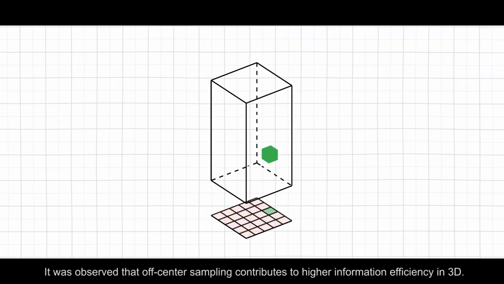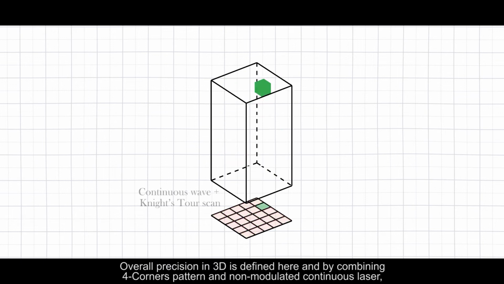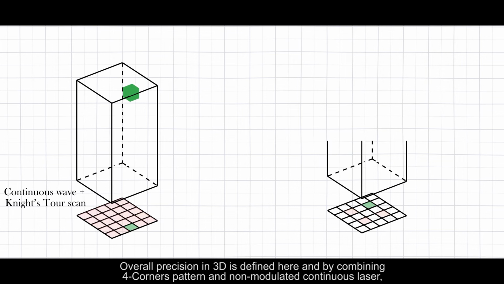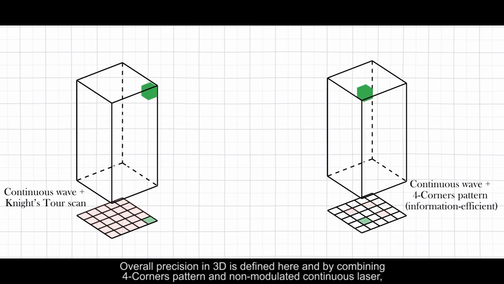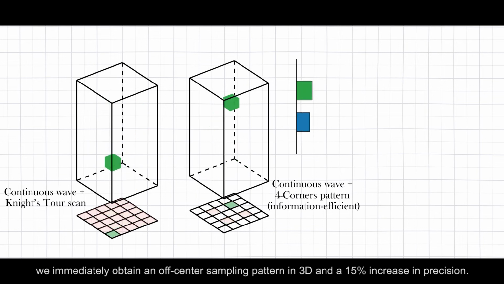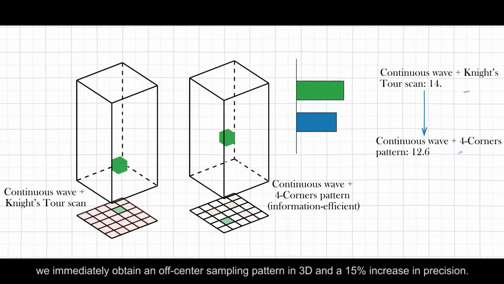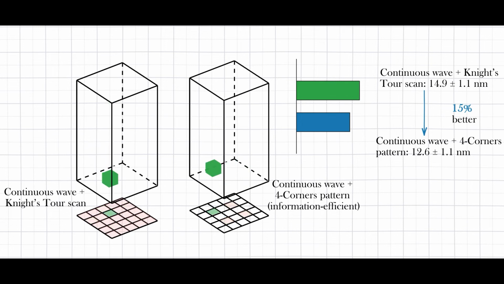It was observed that off-center sampling contributes to higher information efficiency in 3D. Overall precision in 3D is defined here, and by combining the 4 corners pattern and a non-modulated continuous laser, we immediately obtain an off-center sampling pattern in 3D and a 15% increase in precision.